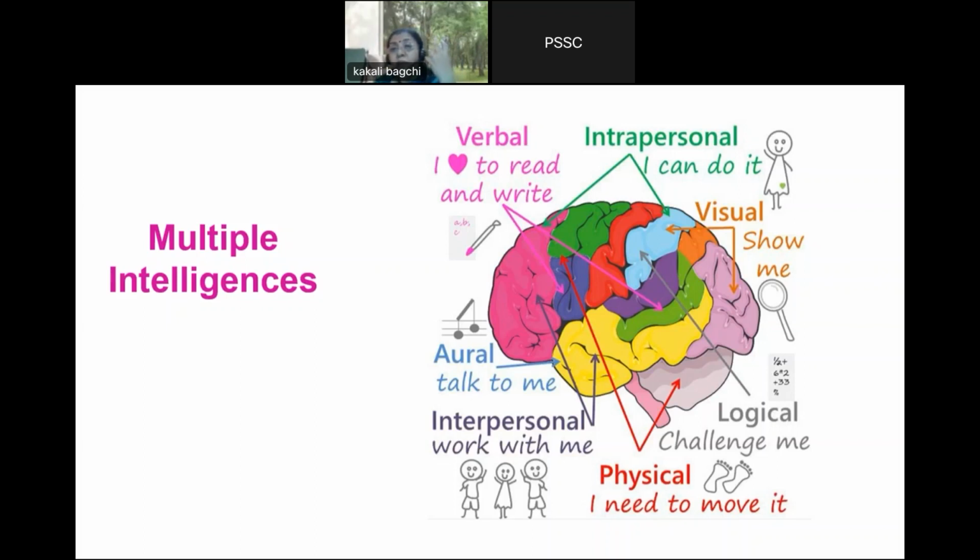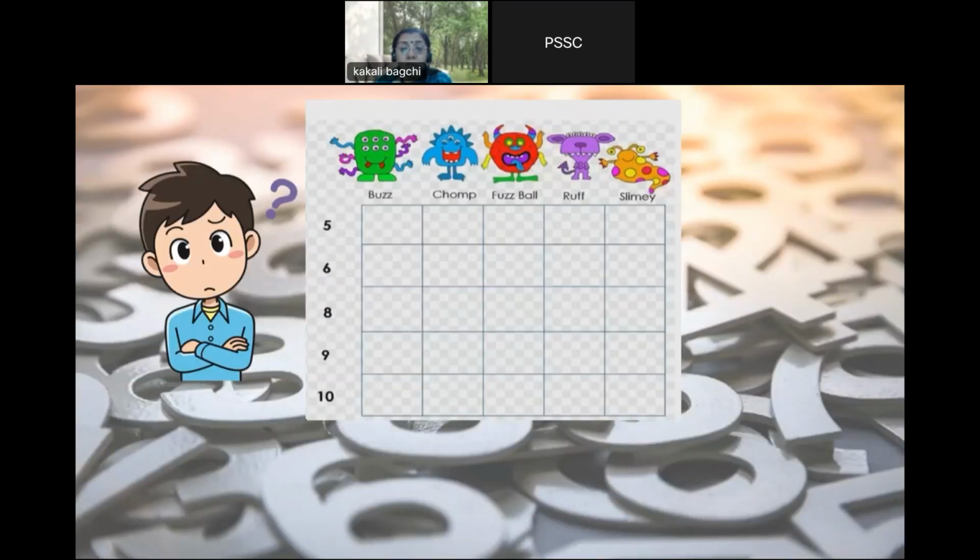So these are varieties of students. When you're teaching, we are making a lesson plan. You must remember, we have got all variety of students. So our lesson plan should be such that it will interact, it will touch all the variety of students. So this one.